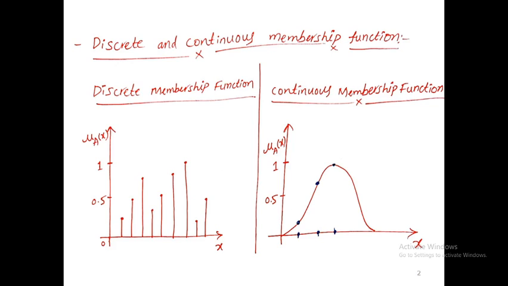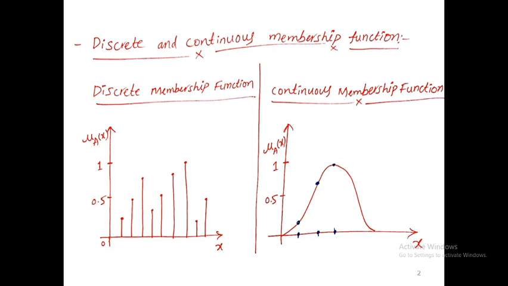And what is a continuous membership function? A continuous membership function means elements should be continuous and membership value also continuous. If you see the figure on the right side, elements on the x-axis should be continuous, as well as membership value. Here, a bell curve is one function I have represented. If you take any value on the x-axis, the corresponding value on the y-axis is continuously showing. So there is no discreteness.